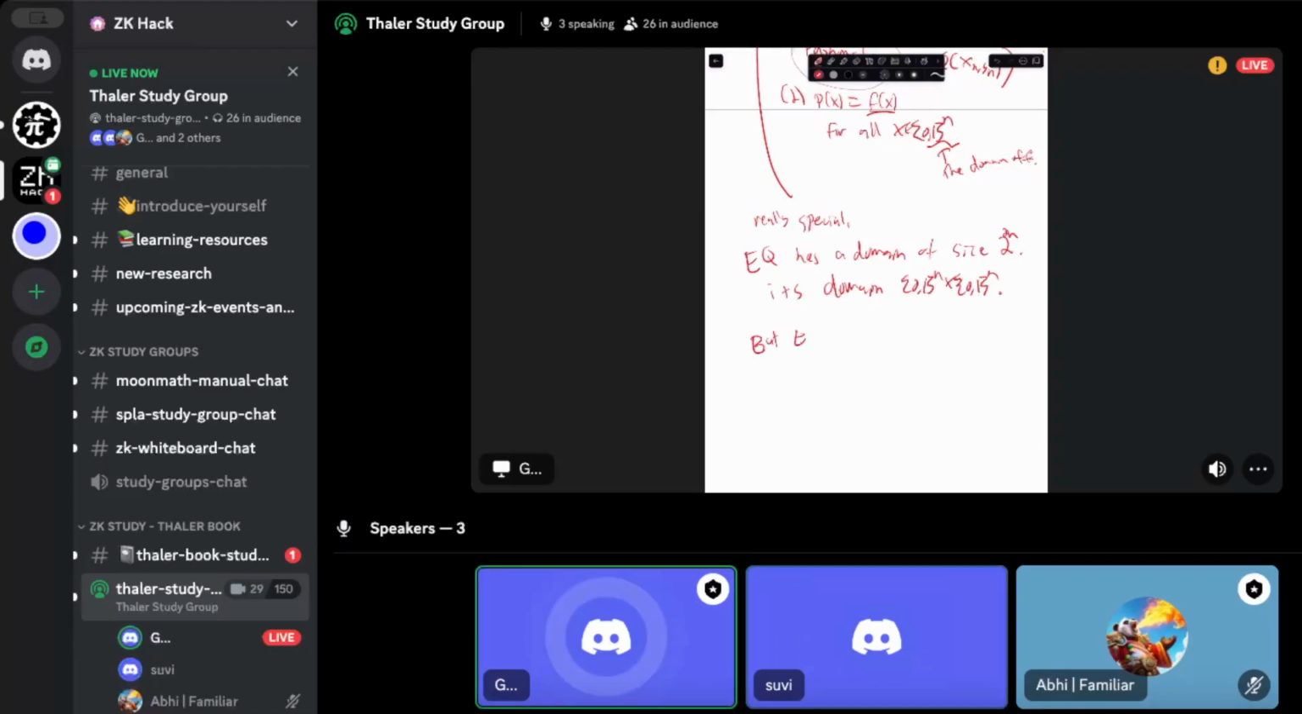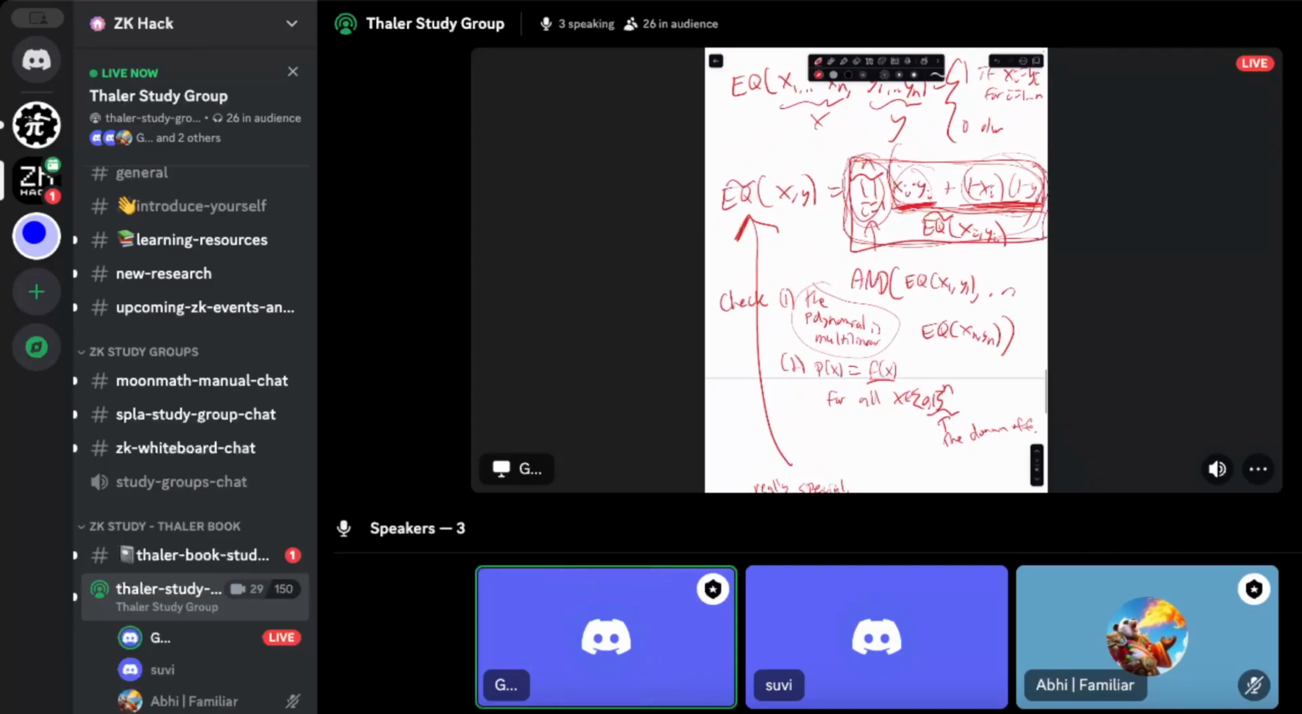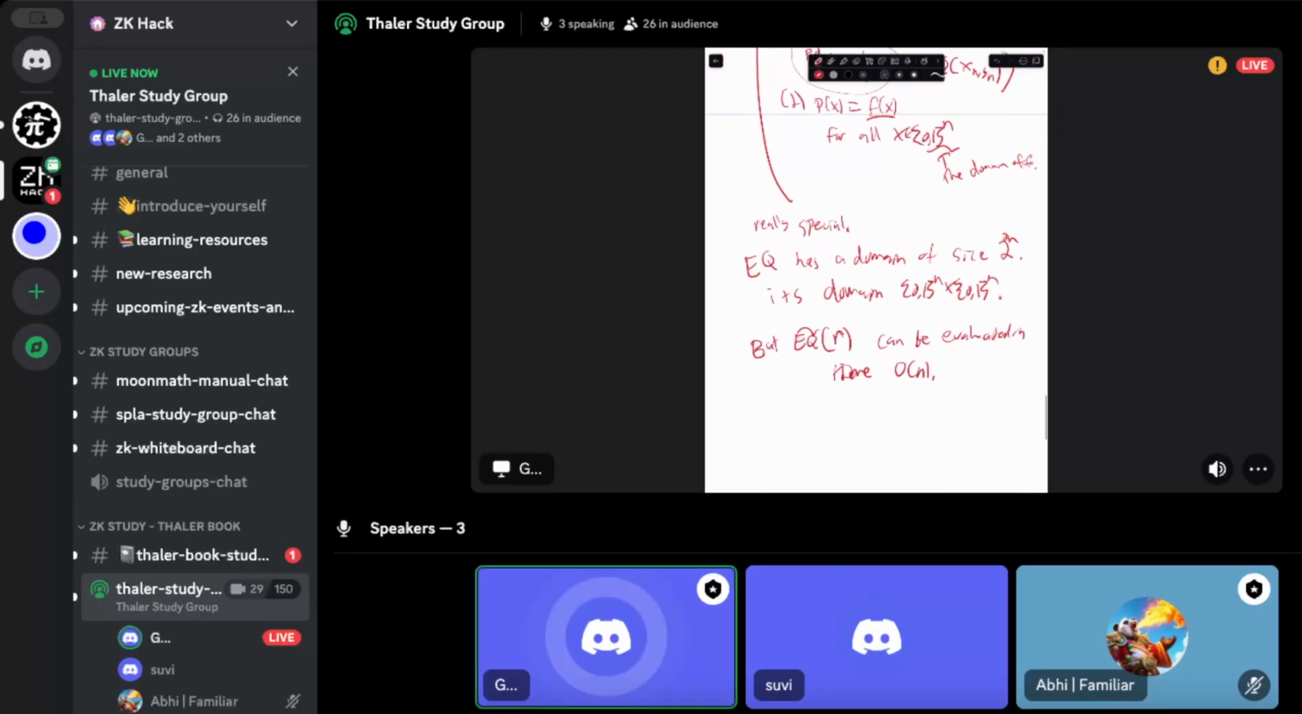But EQ twiddle, if I just want to evaluate it at one point, can be evaluated in time order n, which is logarithmic in the domain size. This expression for EQ twiddle lets you evaluate it with, what is this, 2n multiplications and n additions or something like that. It's special because a SNARK verifier, or anyone really, can evaluate its MLE in time way, way smaller, logarithmic in the domain size.